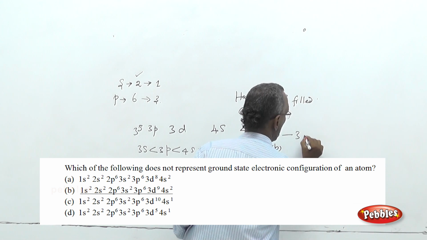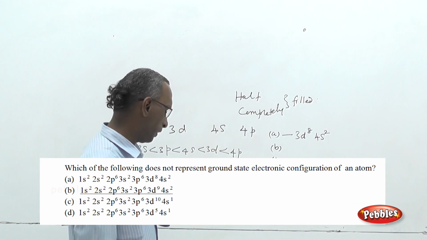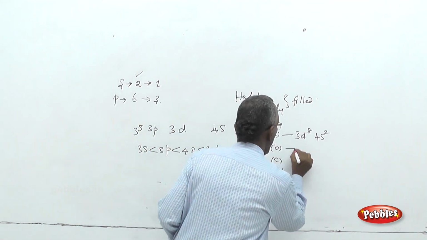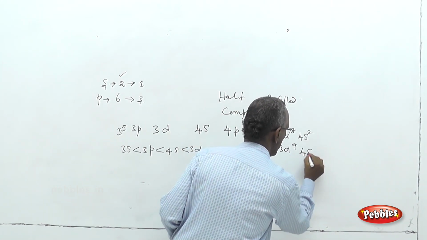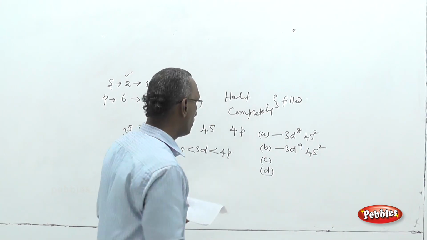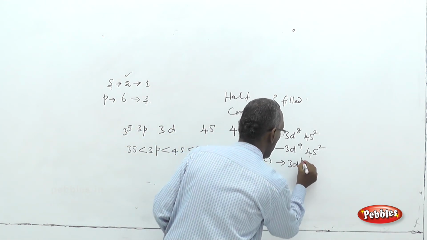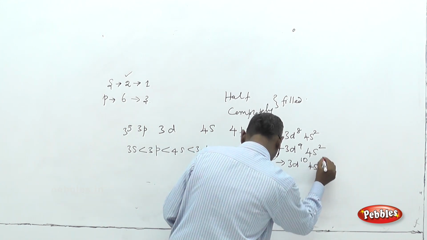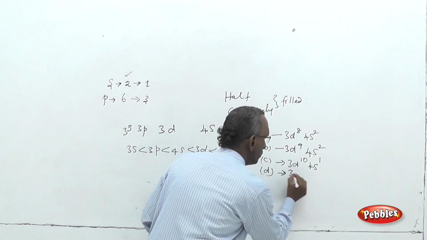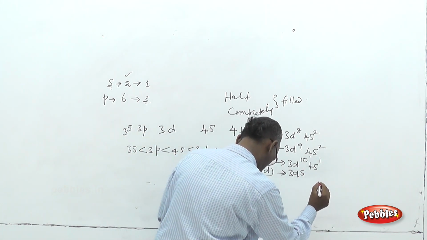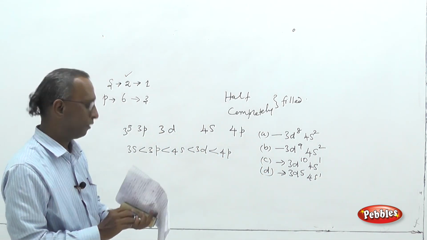The first choice reads 3d8 4s2. The second choice is 3d9 4s2. The third choice reads 3d10 4s1. The fourth choice reads 3d5 4s1. It is mentioned in this fashion.